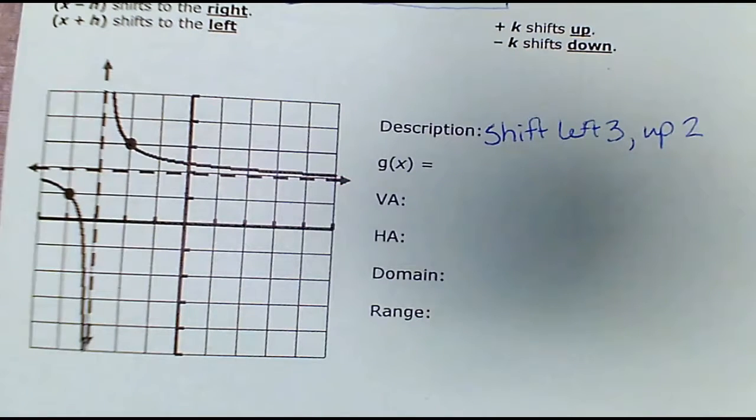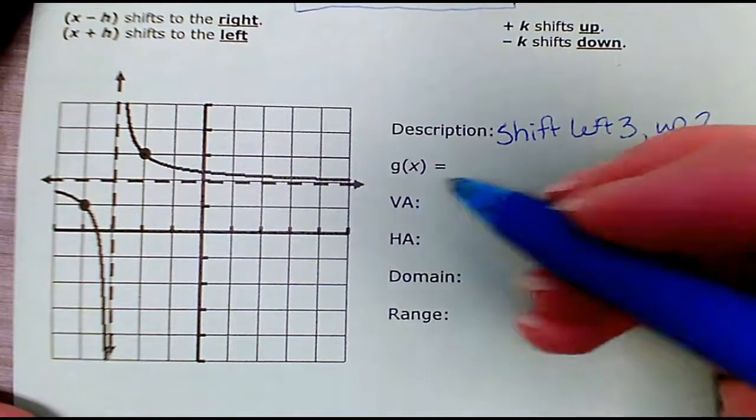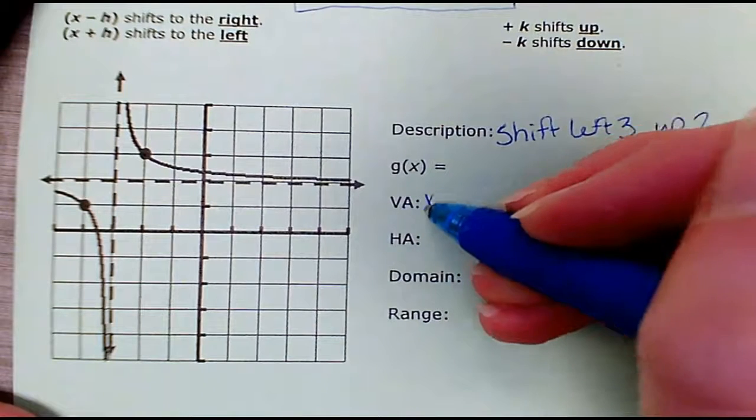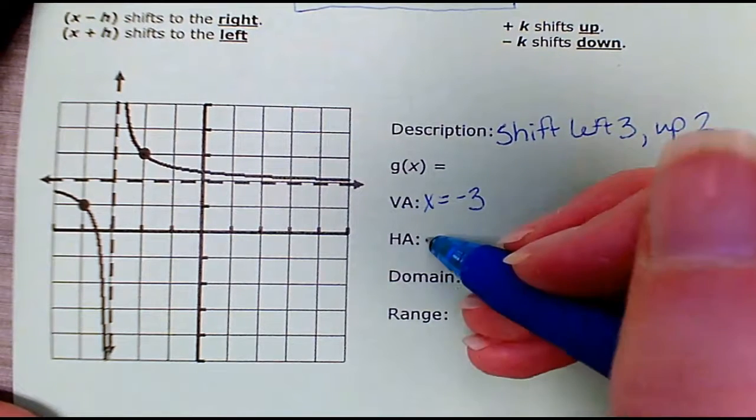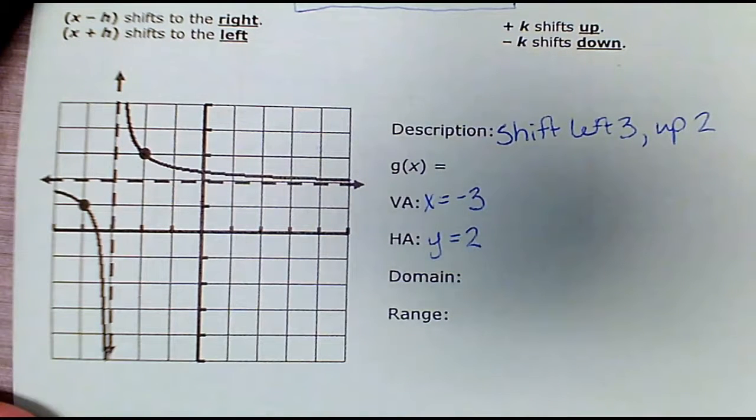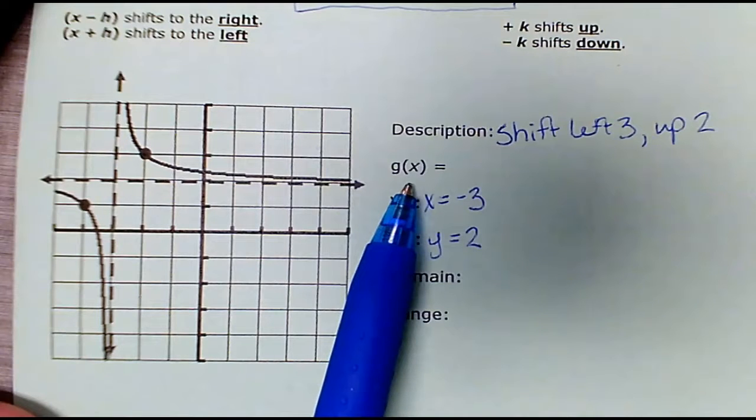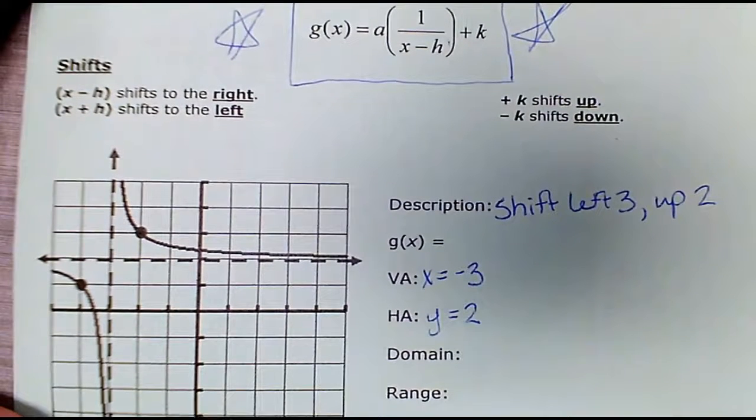I agree. So, we already talked about how the vertical asymptote was x equals -3, and the horizontal asymptote was y equals 2, absolutely. But before we do domain and range, we do need to fill in the function. Okay, so these have been shifted. Now I'm going to include this on the screen up here.